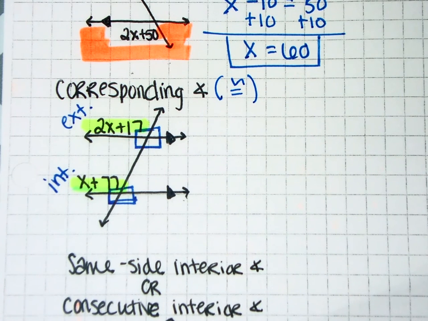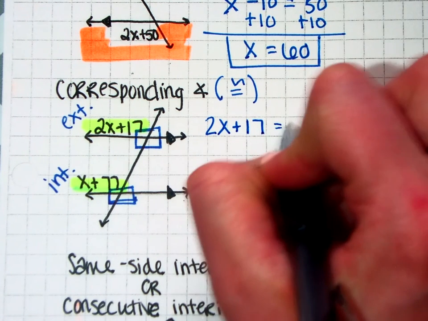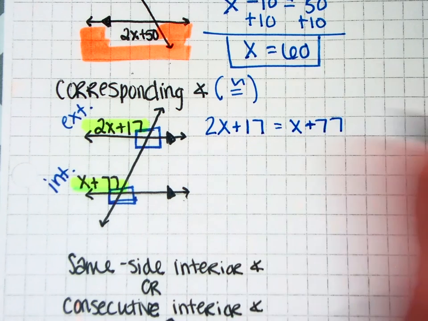So you should be noticing a trend here. As of right now, all 3 of the angle pairs we've talked about have been just equal to each other. So when in doubt, set it equal. You have a 75% chance of doing it correctly if you just set them equal to each other. So all I'm going to do is set 2x plus 17 equal to x plus 77.